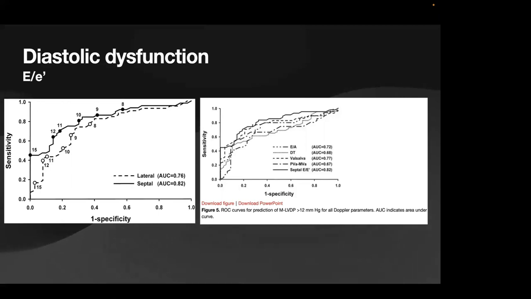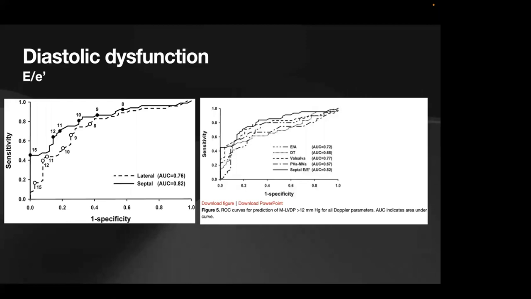We want the area under the curve to be high, because it tells us it's going to give us a good sensitivity and specificity, and it means that the test is good. It's a good test. On the right, you'll see that they've plotted again this receiver operating curve for the prediction of MLVDP, which is mean left ventricular diastolic pressure greater than 12. And they plotted it for different parameters that they were able to find. And as you can see, the solid line at the very bottom, the septal E over E prime, in this particular instance, had the highest area under the curve. So it was the best test, all right? It was the most predictive test as a combination of the balance between sensitivity and specificity.